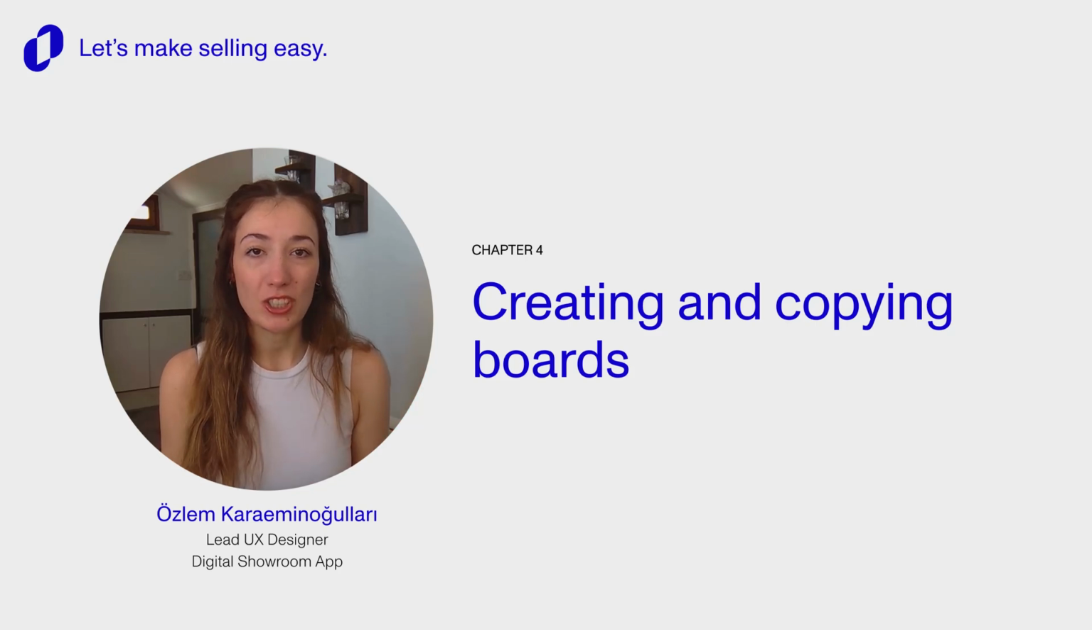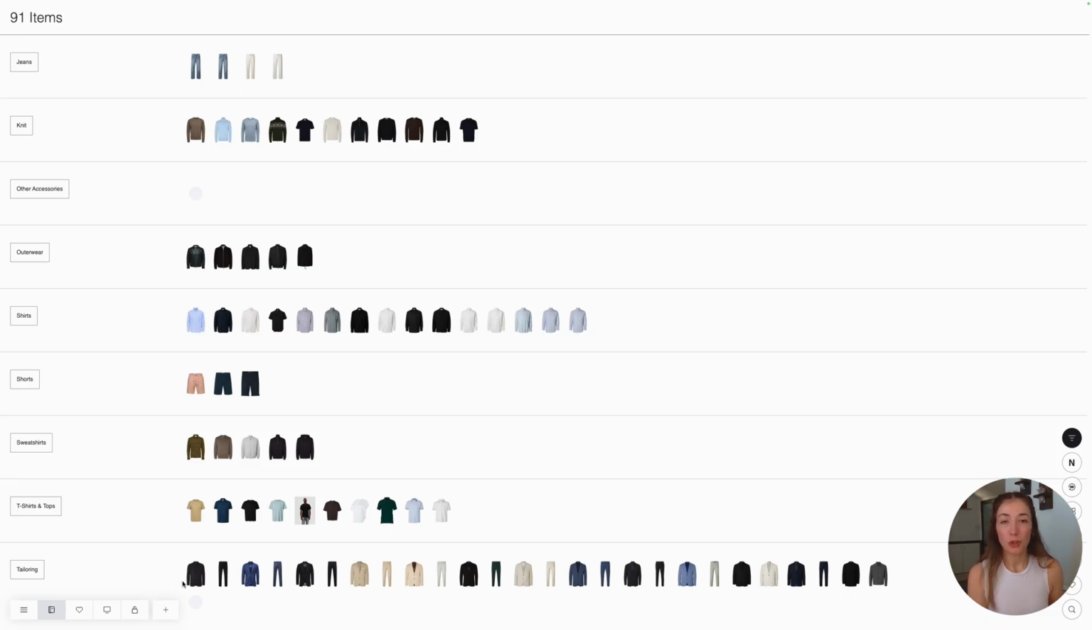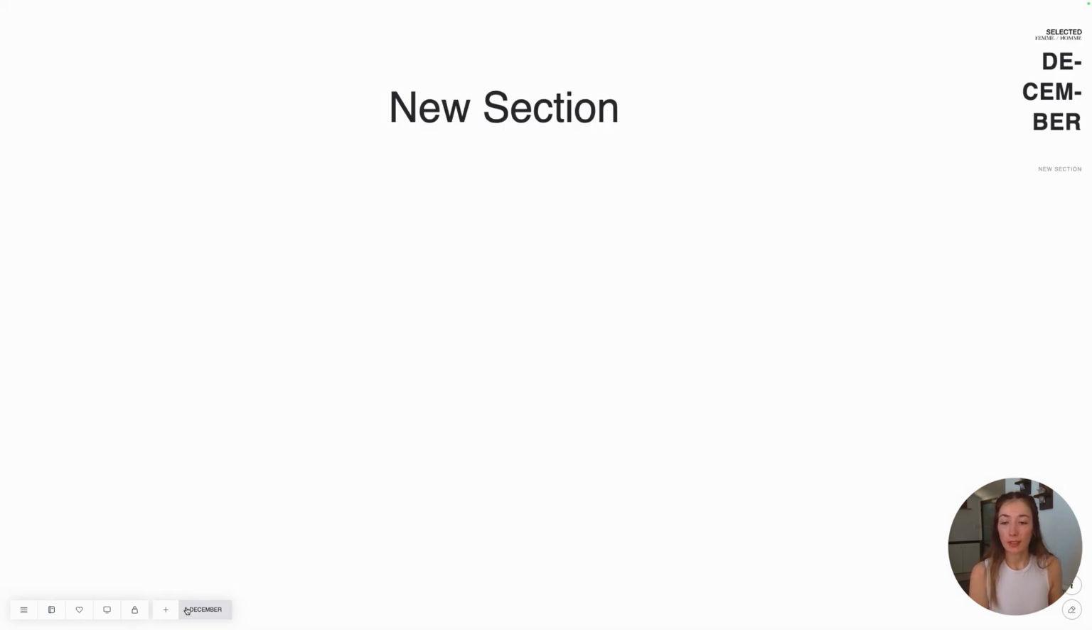Welcome back. In this chapter, we are going to cover how to create, copy, and use boards in DSR. Let's go. From now on, I'm going to use this plus button here to create my very first board, and I'm going to call it December and press enter to validate. And now if I click it, I'm going to see an empty board waiting for me to shape it.